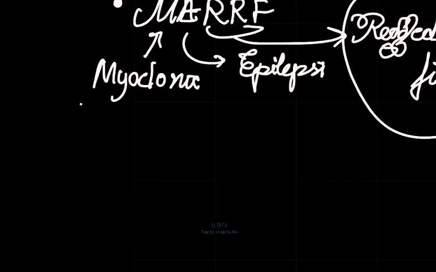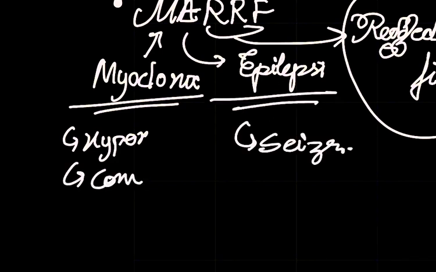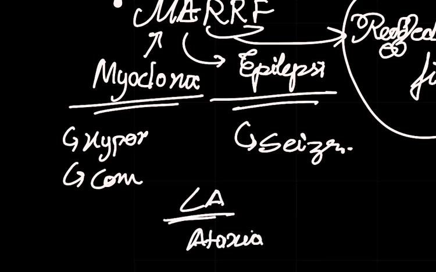Myoclonic means you will be observing myoclonic conditions, hypertonia, convulsions, right? And epilepsy means a lot of seizures and convulsions. Even lactic acidosis is also common. Ataxia, dementia are also very common in this disease.